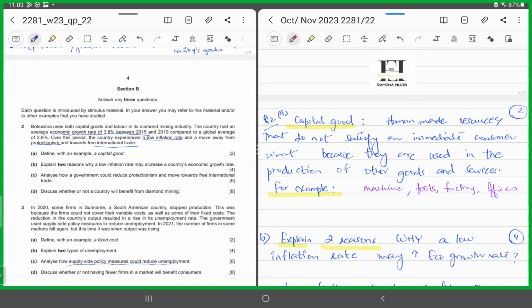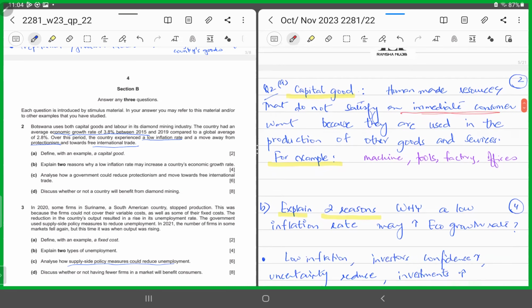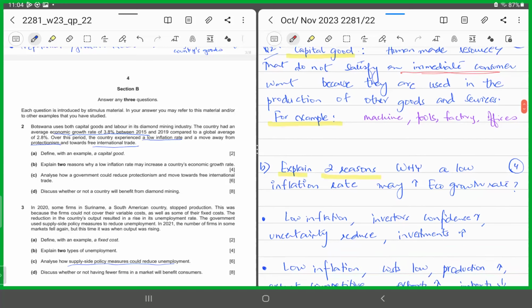All right. So it says capital good. You can say capital good is human-made resources that do not satisfy an immediate consumer want because they are used in the production of other goods and services. You can write any example. I've mentioned 4. Go ahead with writing any one of them you find easier to recall. Machines, tools, factories, offices are all examples of capital goods. Mention the definition, mention the example, straightforward, 2 marks awarded by the examiner. So far, so good. Easy. I hope you all are getting it and are with me.